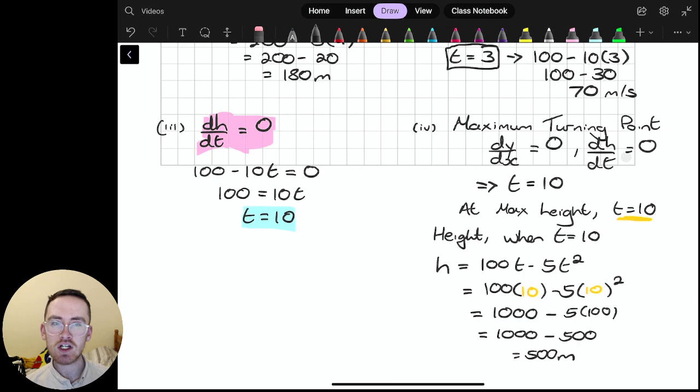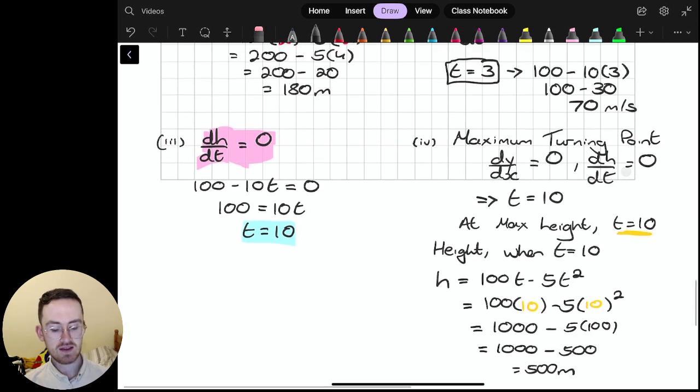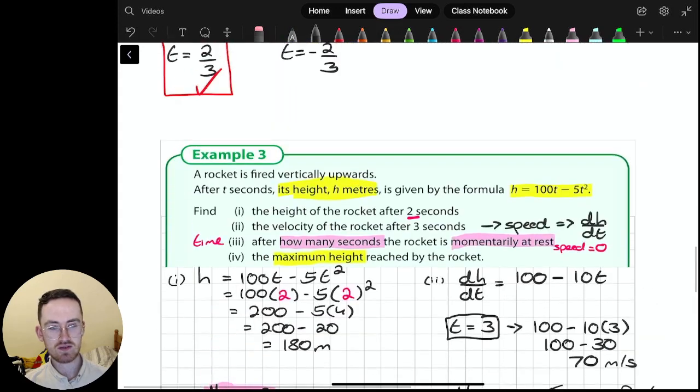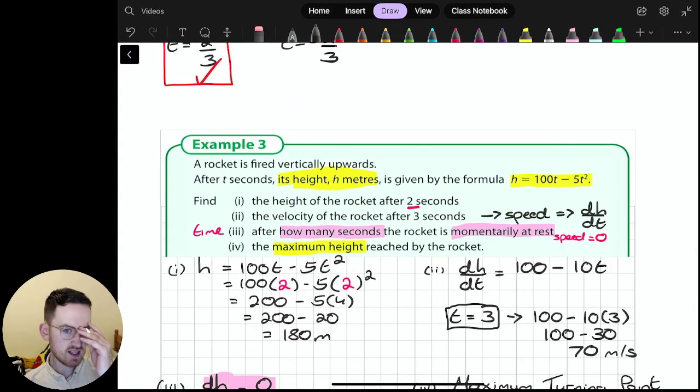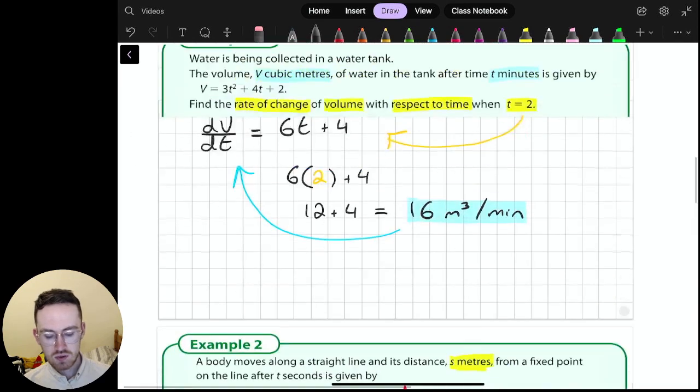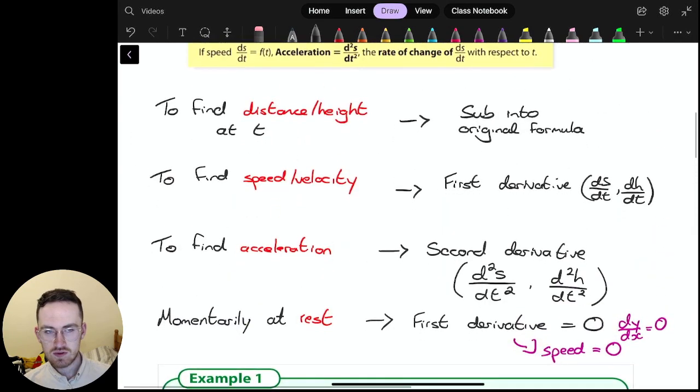Okay, maximum we're going to look at a little bit more in the next section, but for this section the main things to be aware of are the idea of rates of change, and we can see here in those three examples we've really approached them all the same way. We're asked for a lot of the same things. So looking at this sheet here, if we're asked for distance or height, we're going with the original formula. For speed or velocity, it's the first derivative. For acceleration, it's the second derivative. Keeping those ideas in mind is going to be really important for these sorts of questions.